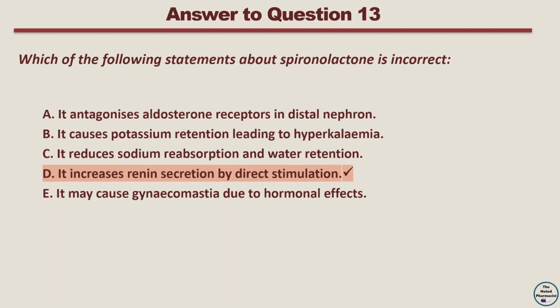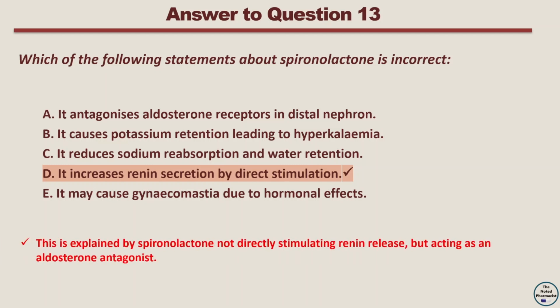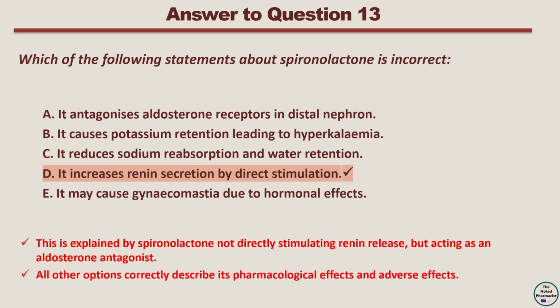The correct answer is option D, it increases renin secretion by direct stimulation. This is explained by spironolactone not directly stimulating renin release, but acting as an aldosterone antagonist. All other options correctly describe its pharmacological effects and adverse effects.